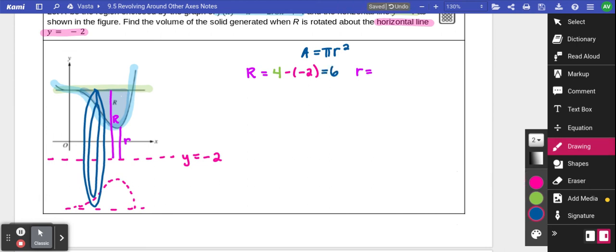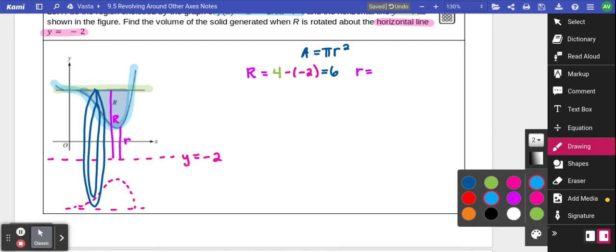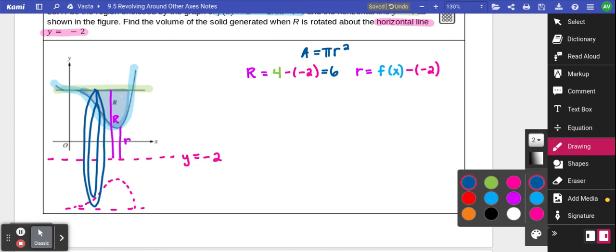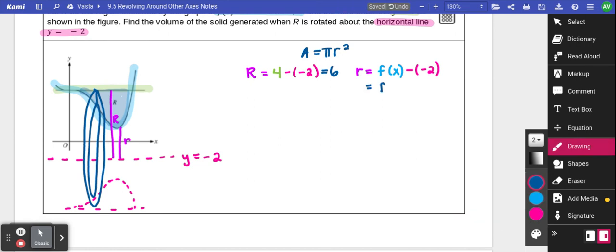Little r is going to be the distance between the top of that little radius, which is my f of x function, minus the bottom of that little radius, which is the horizontal line negative 2. And again, this does simplify because I'm minusing a negative. I'm just going to simplify that to f of x plus 2.